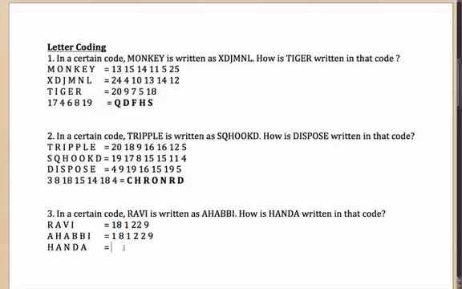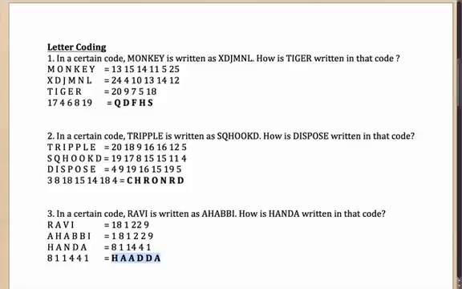So for Handa, H is 8, 1, N. How much is N? N is 14, D is 4 and 1. So after the split, what will be the code? 8, 1, 1, 4, 4, 1. So after the coding, the result is going to be 8, 1, 1, 4, 4, 1. That is H, A, A, D, D, A, which becomes your solution or your code for Handa.